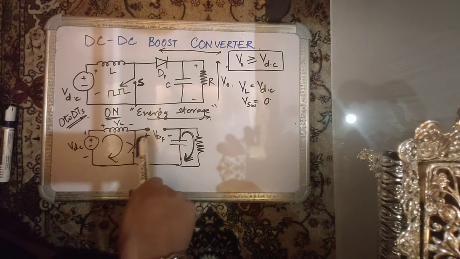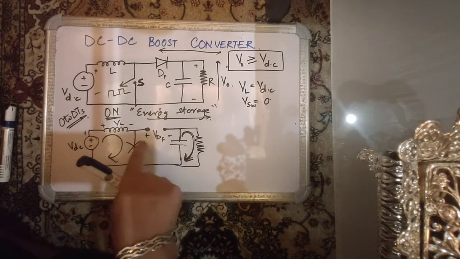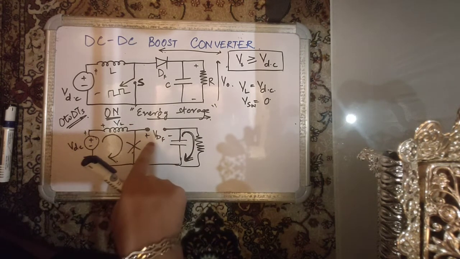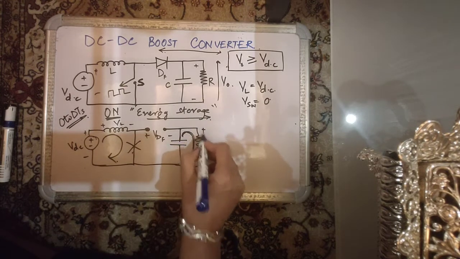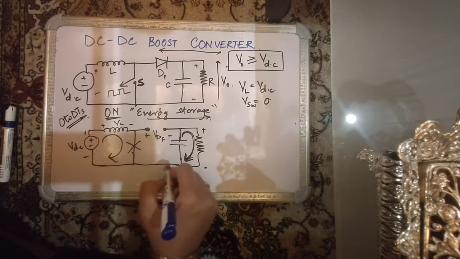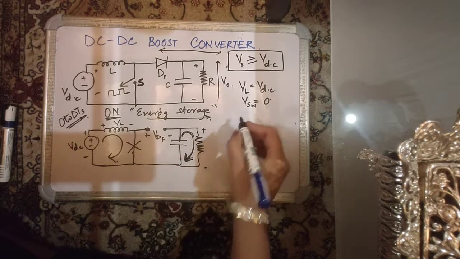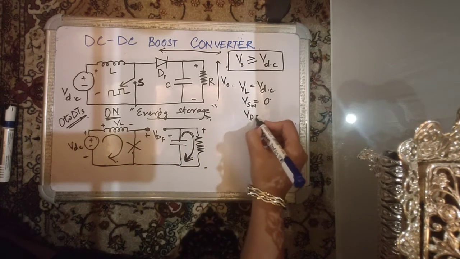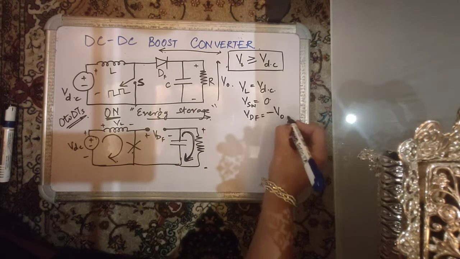Then the voltage across the freewheeling diode, because this is how the freewheeling diode is connected, with the positive anode this way and the cathode this side. So let's define it like this. The voltage across the freewheeling diode is how much? Minus of V0 if you simply apply KVL. The voltage across the freewheeling diode is minus of V0.